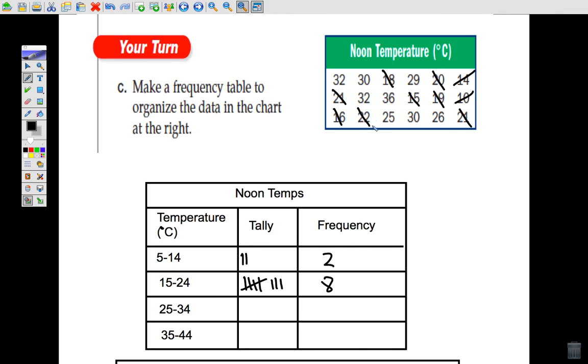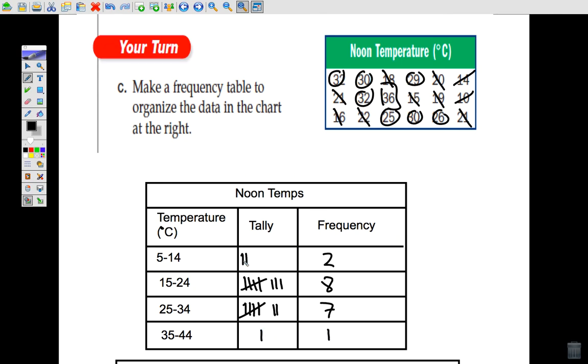From 25 to 34. This would be one. That would work. There's 2, 3, 4. Not 36, but 25 would be one. And 30 would be one, and 26. So 30 and 26, there's 2 more. So this is 7. And it looks like I only have one left from 35 to 44, so that's 36, so I have 1 there, okay?